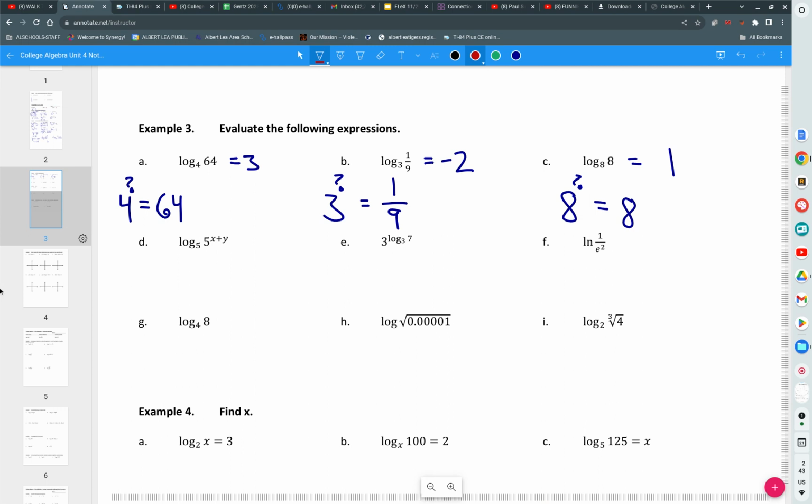I'm going to go back to this example here. It says log base 4 of 64. Would you guys agree that that's the same thing as log base 4 of 4 to the 3rd power, since I could write 64 as 4 to the 3rd? Look, those disappear, giving you just 3. Here you have log base 3 of 3 to the negative 2. 1/9 is 3 to the negative 2, isn't it? They disappear, giving you negative 2. Here you have log base 8 of 8 to the 1. Those disappear, giving you 1. They are inverse operations. They undo each other.